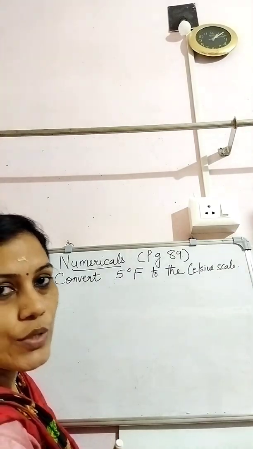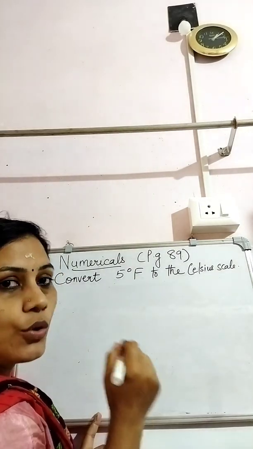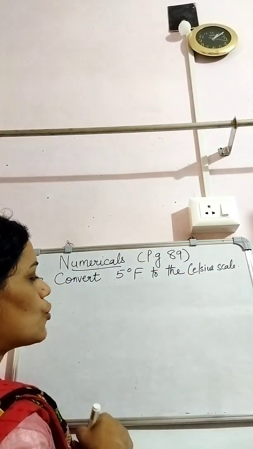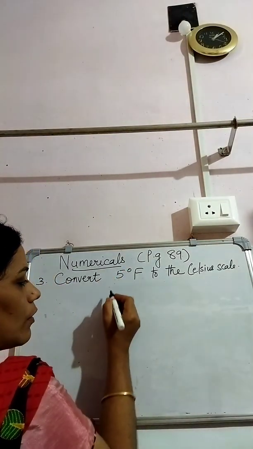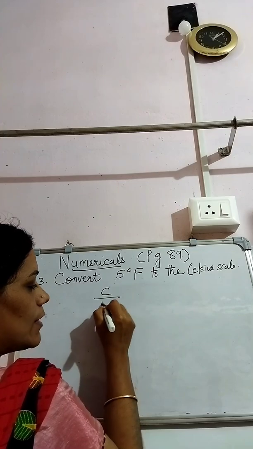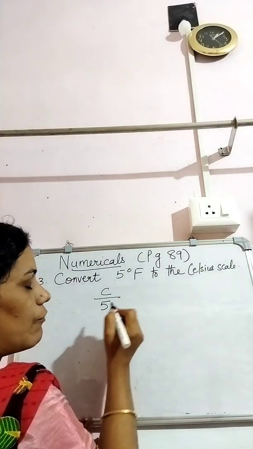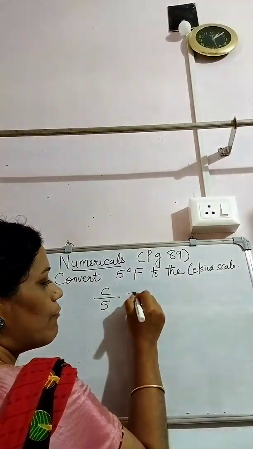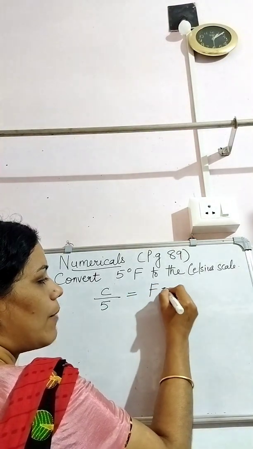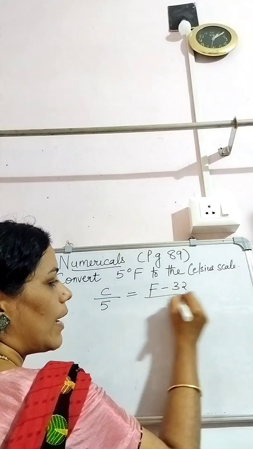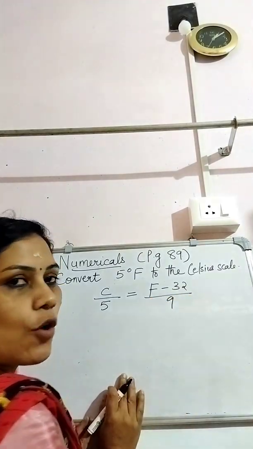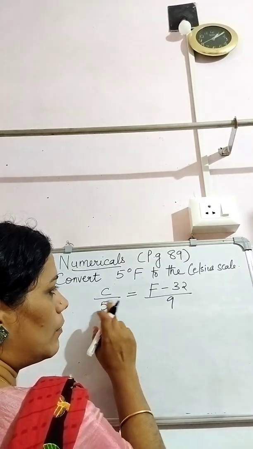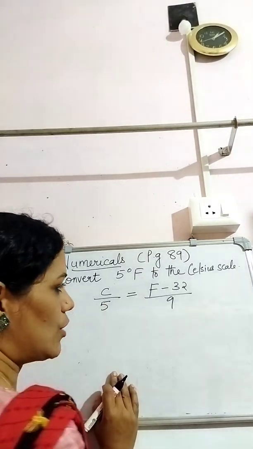So we have to use the formula. We have to know the relationship between the Fahrenheit scale and Celsius scale. So we know that C by 5, this is a relationship between the degree Celsius and Fahrenheit scale. C by 5 is equal to F minus 32 by 9. This formula you have to use for converting degree Fahrenheit to Celsius scale.